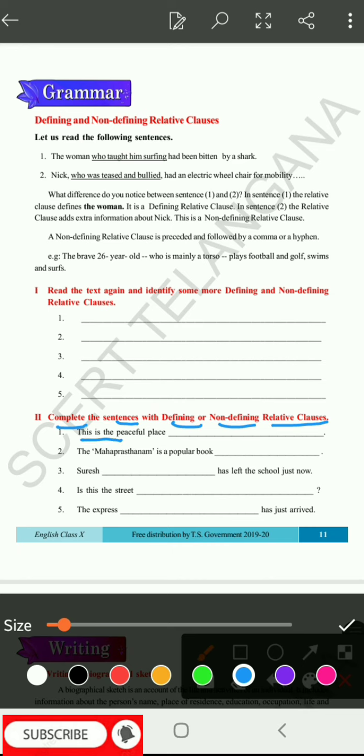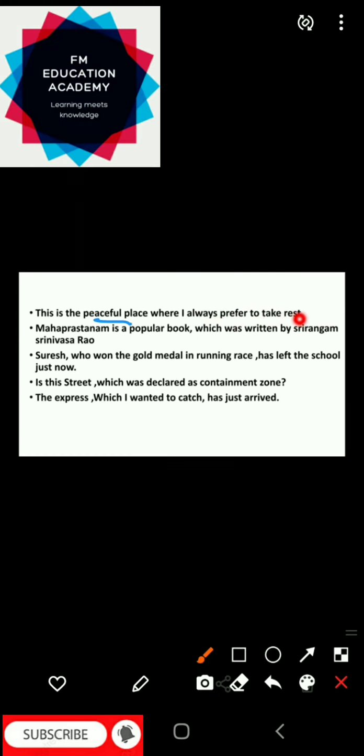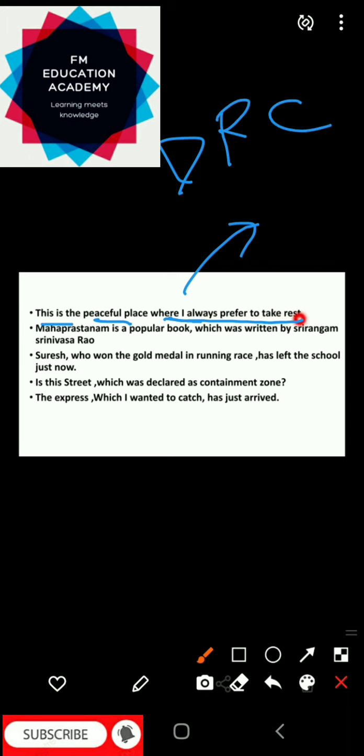So the first sentence is, this is the peaceful place dash. So what can it be? This is the peaceful place where I always prefer to take rest. So we can say it by a defining relative clause. That is, only half the part is given. It is a peaceful place, and I can complete it with where I always prefer to take rest. So I am not adding any extra information. I am just saying that it is a peaceful place where I always take rest. So where do I take rest? I take rest in a peaceful place. That is why it is a defining relative clause.